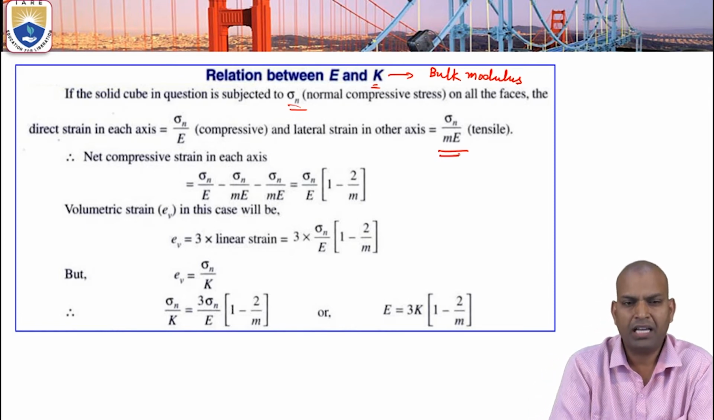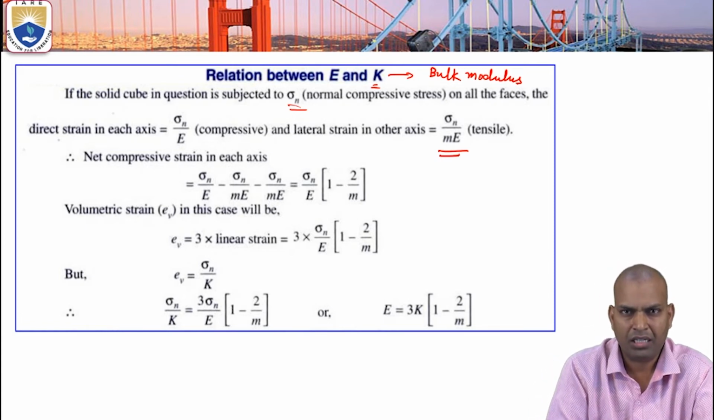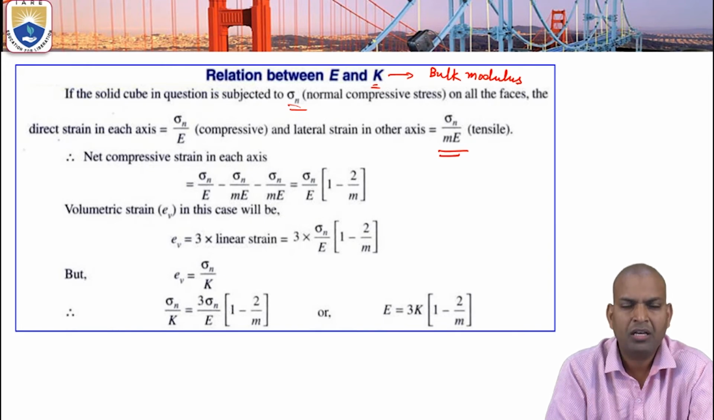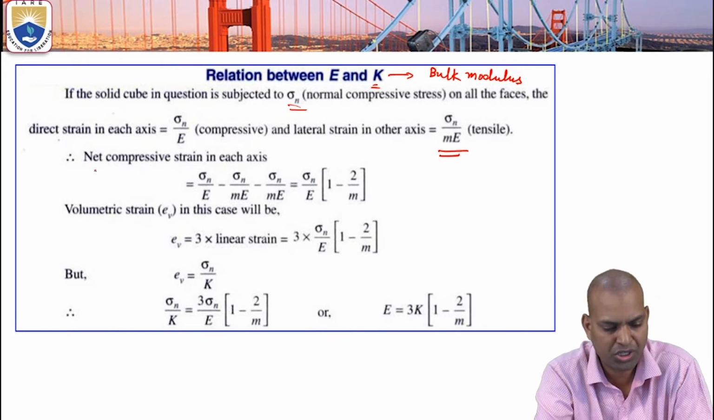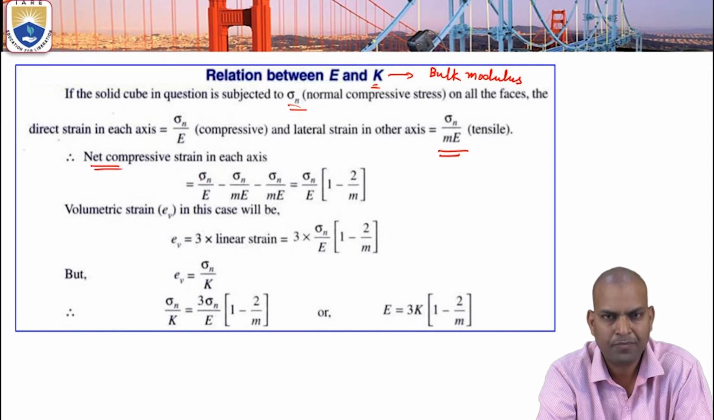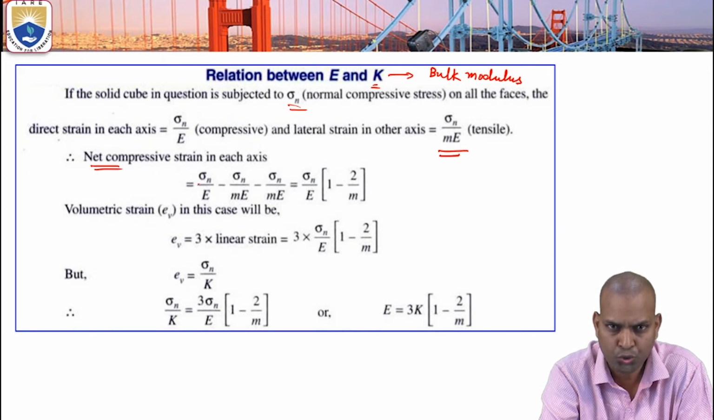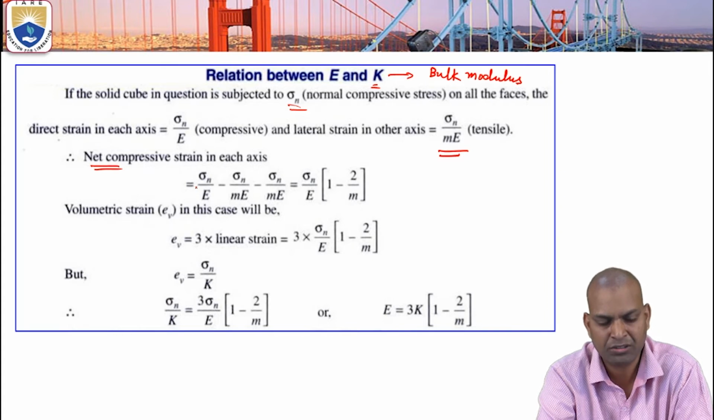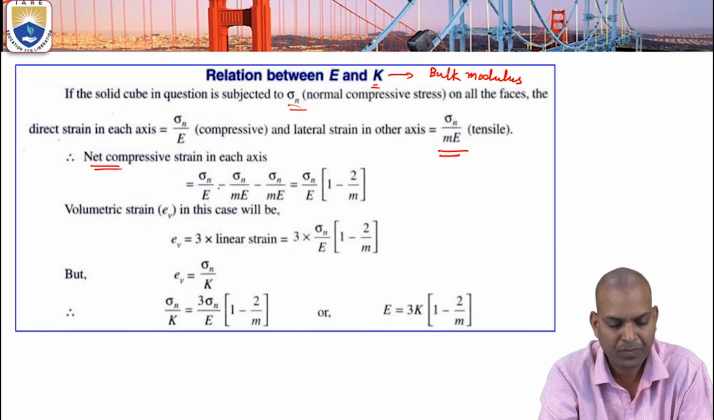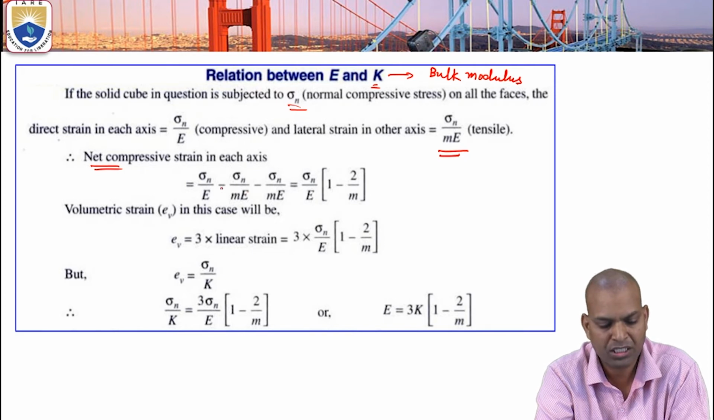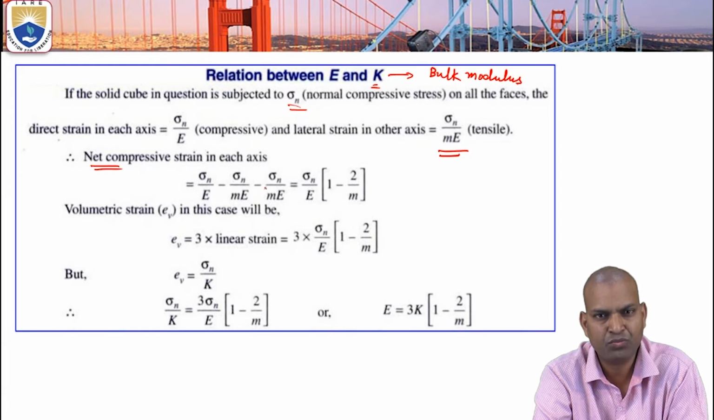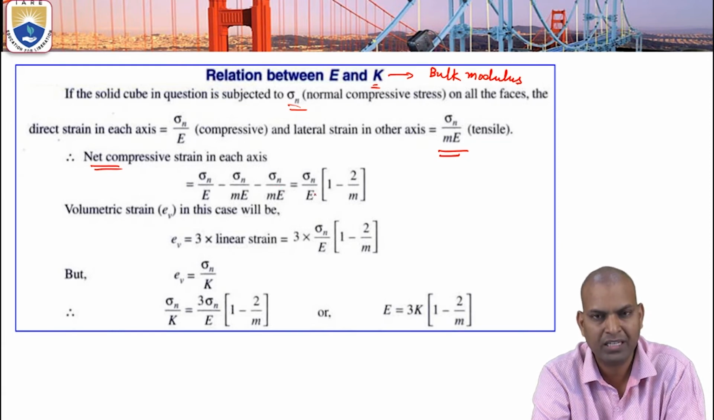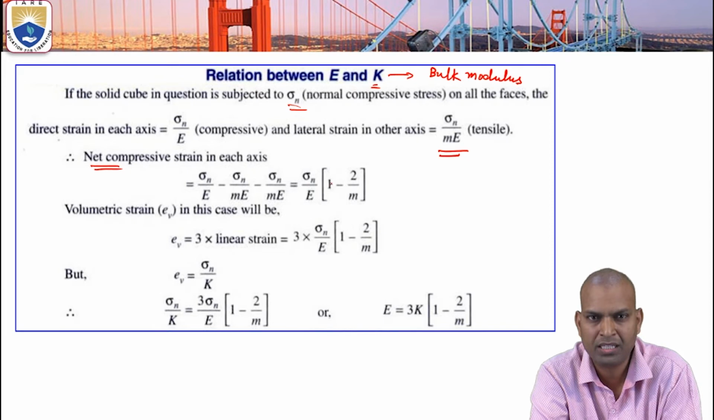Now we can understand what the net compressive strain in each axis is. We are considering a cube, meaning x, y and z directions. Along one axis, the other axes contribute opposite strain. That is, sigma n by E is compressive, and the remaining are tensile. That is sigma n by E minus 1 by m times sigma n by E, minus 1 by m times sigma n by E. That is finally sigma n by E times 1 minus 2 by m.